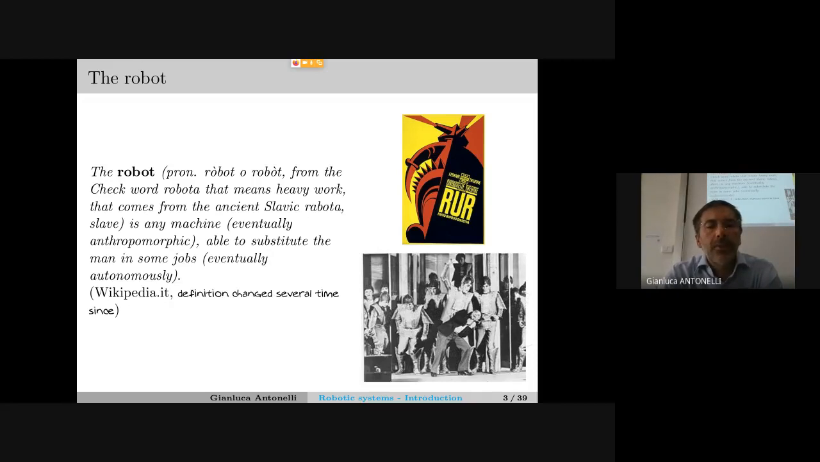The definition of robot is not universal. For example, if you look at Wikipedia, the definition changed several times. Okay.